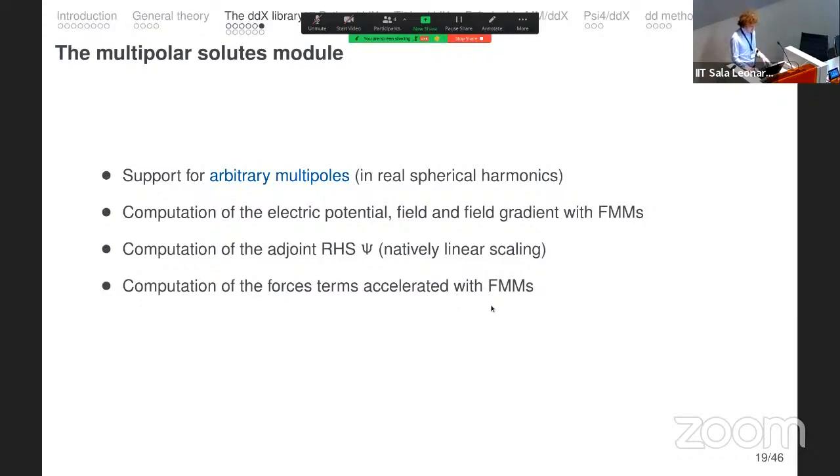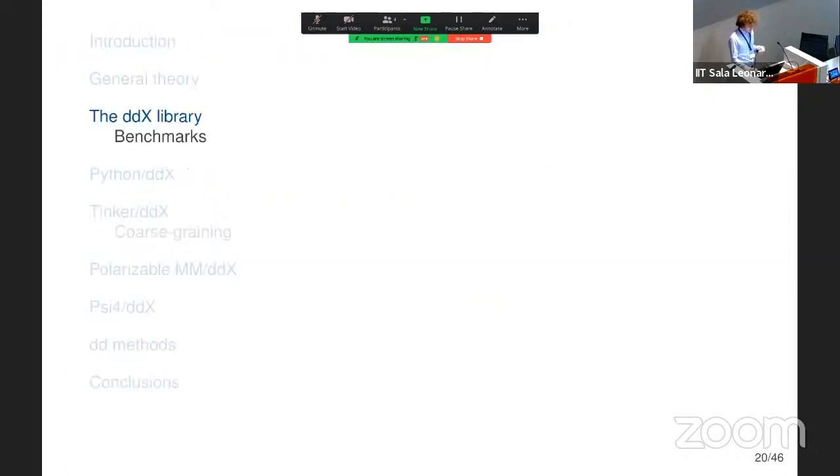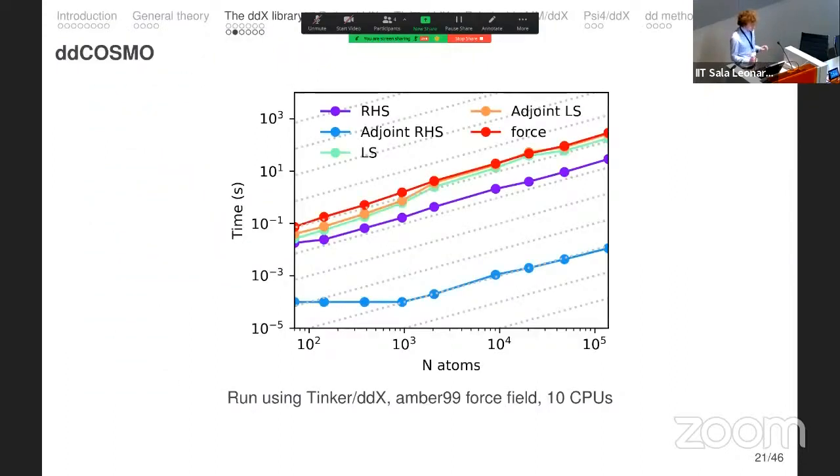So FMMs are needed. I did some benchmarks to show our computational cost. I took some PDB files, and this is all run using Tinker DDX. So I created some Tinker inputs using the Amber 99 force field. This is just to benchmark. So this was the force field bundled with Tinker. So I took the easiest one, and using 10 CPUs. We also have a parallel implementation using OpenMP for the main loops.